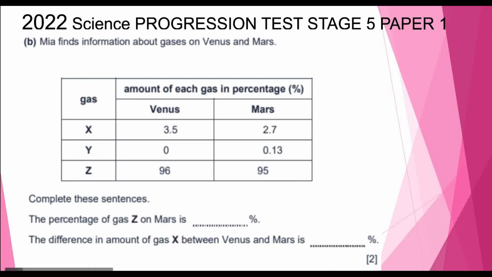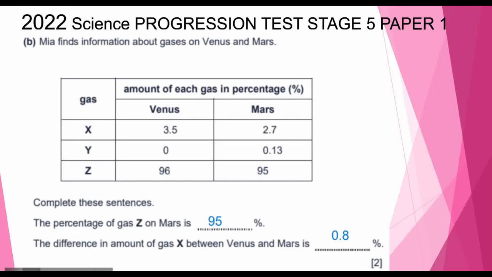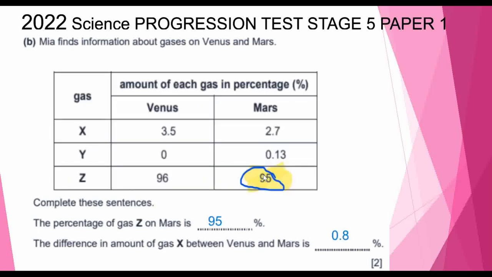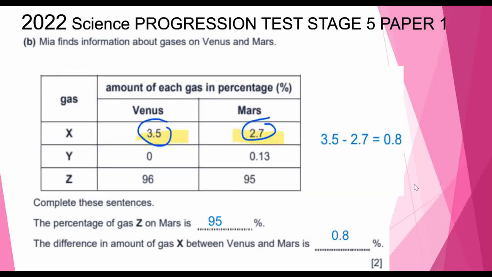So let's check the answer. The percentage of gas Z on Mars is 95%. Here we go, 95. And the difference in amount of gas between Venus and Mars is 0.8. How did we get that answer? This is 95 for the first answer. And the second answer, you got 0.8 from gas X between Venus and Mars. 3.5 minus 2.7 equals 0.8. Next.